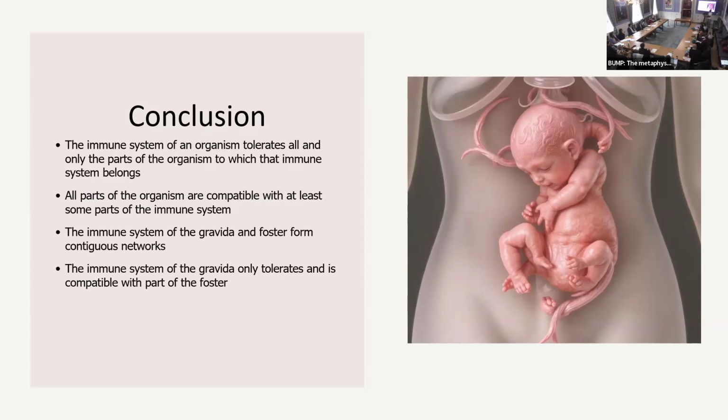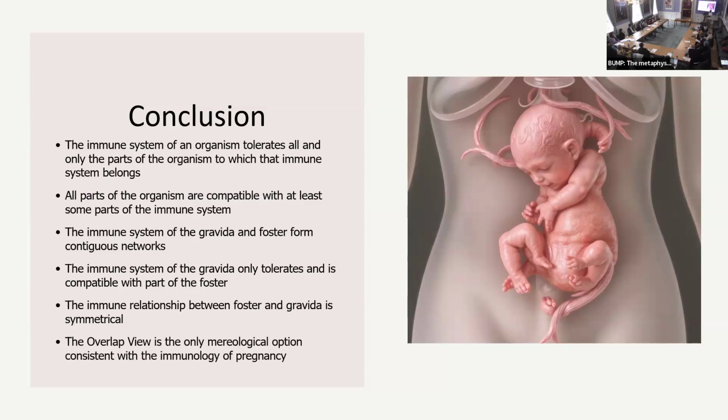The immune system of the gravida only tolerates and is compatible with only part of the foster, so we should reject the part view. And the immune system between the foster and the gravida is symmetrical, so that's another reason to reject the part view. And so the overlap view becomes the only view consistent with all of these findings.